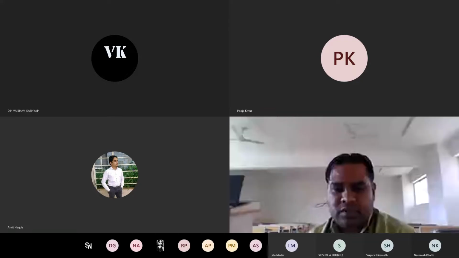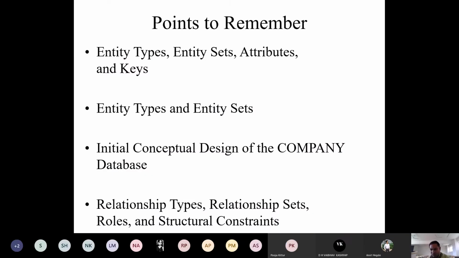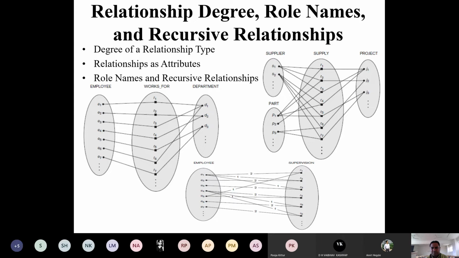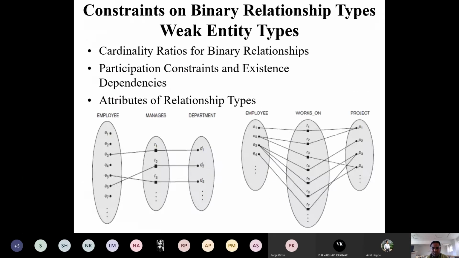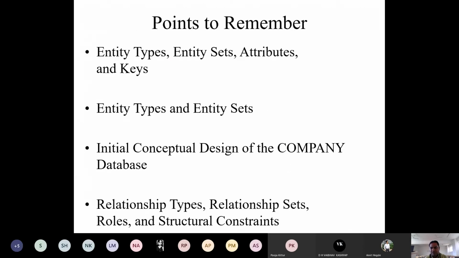In the previous class, we just went through these various concepts like entity sets, types, and attributes, entity type sets, and some initial draft design of the company database, followed by some relationship types and relationship sets, roles and structural constraints, and other concepts like relationship degree and some weak entity types, some notations on ER diagram we will observe in today's class.